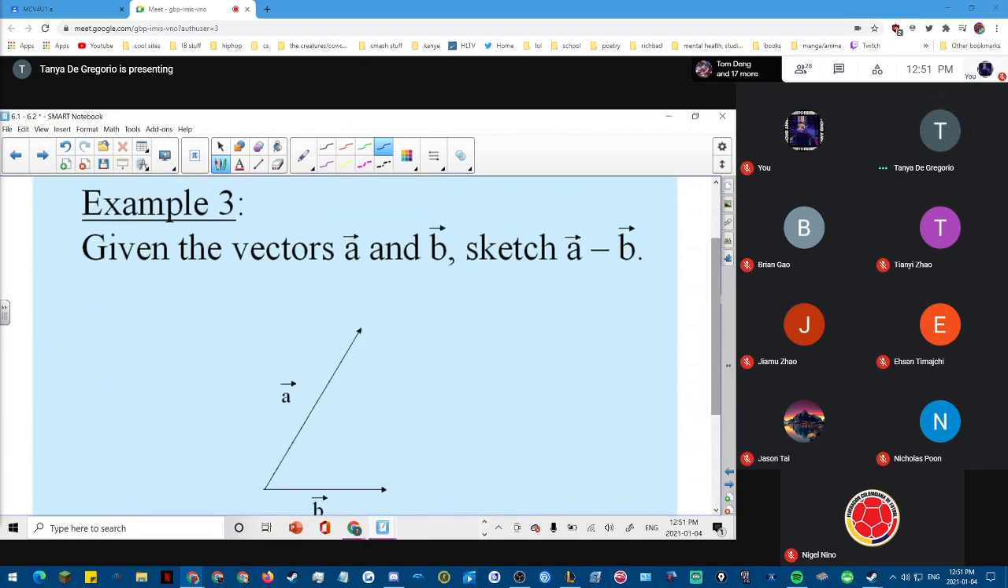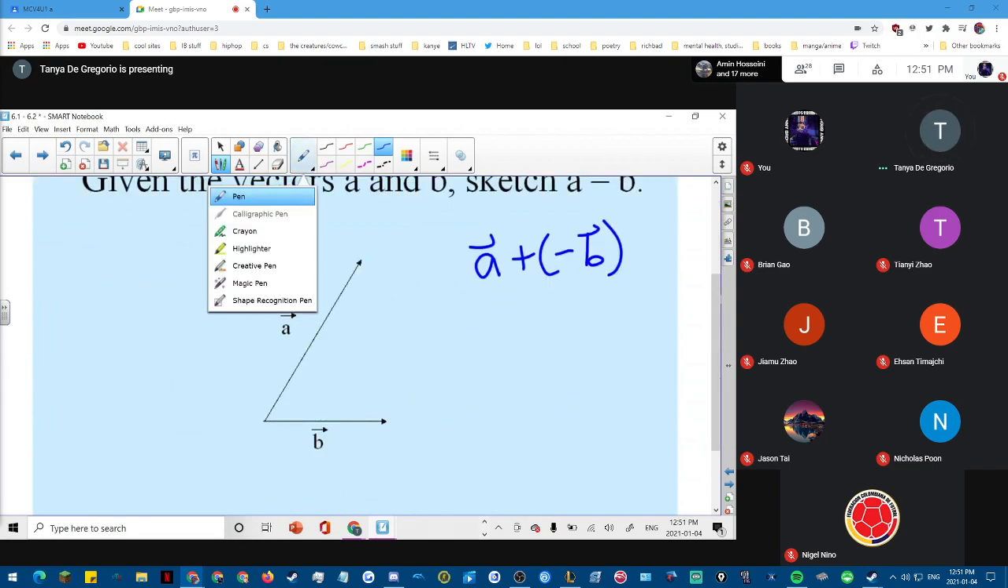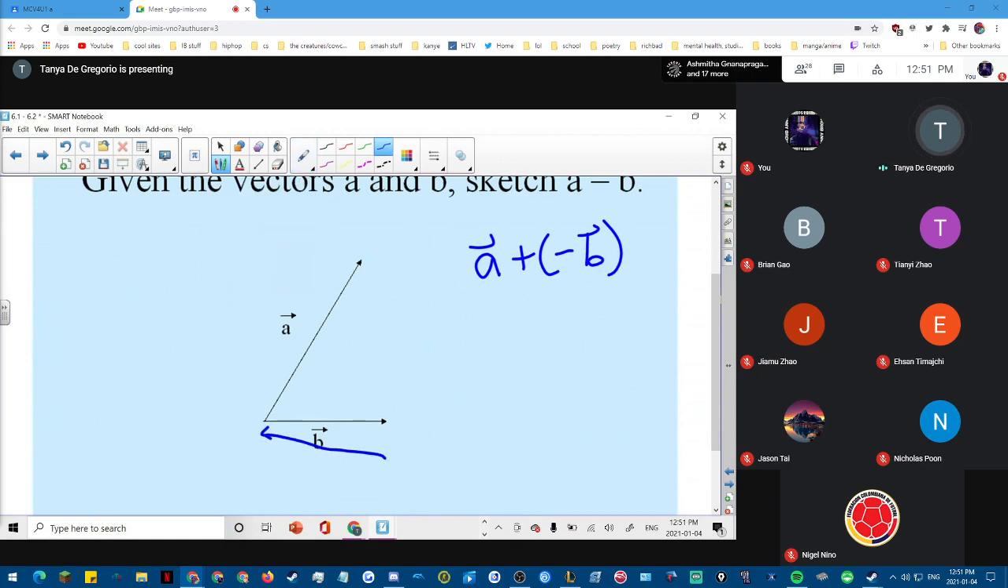Okay, example 3. Given vectors A and B, sketch A minus B. It's important to note that A minus B is really just vector A plus vector negative B. So having said that, here's vector A. Here's vector B. If I want negative B, I know it has to have the exact same length. Oops, that's terrible. Let's see if I can do it this way. It has to have the exact same length, but run in the opposite direction.